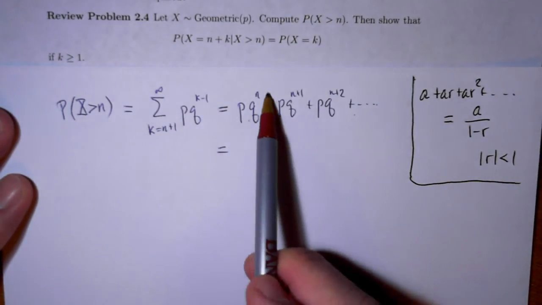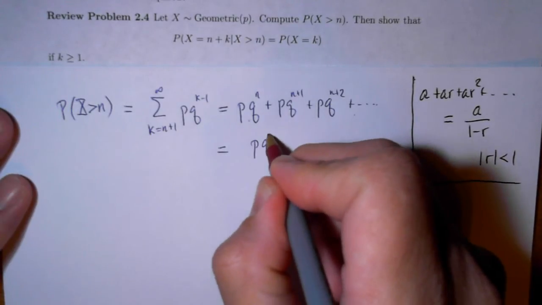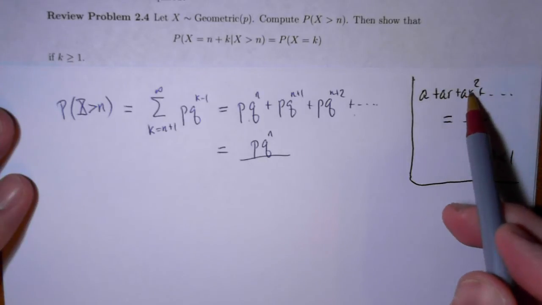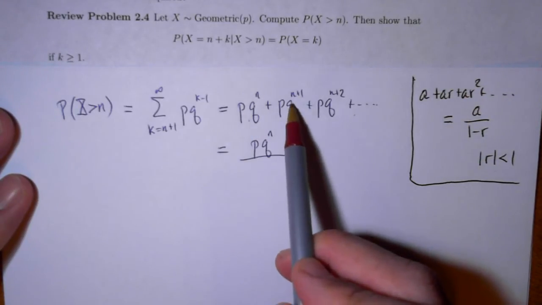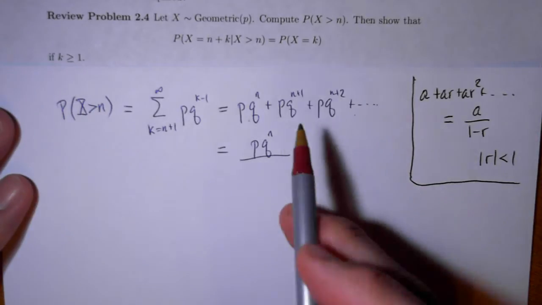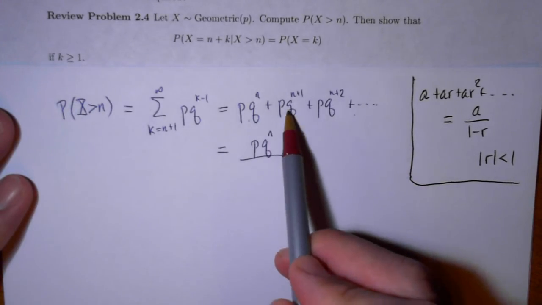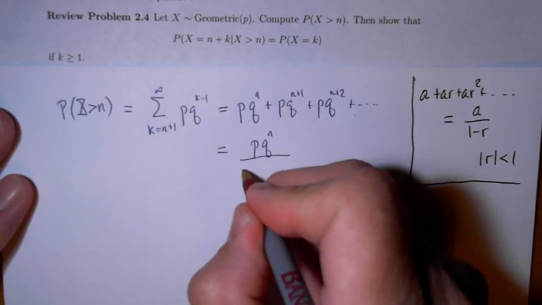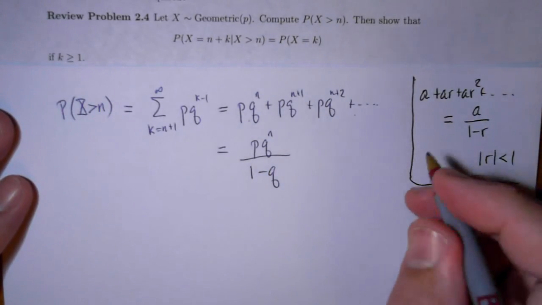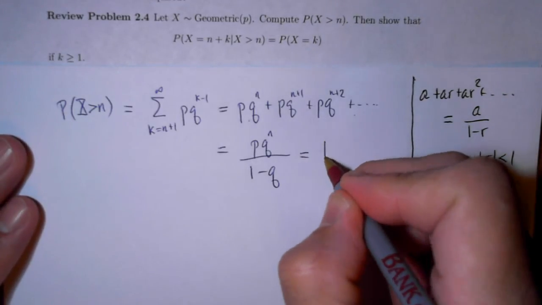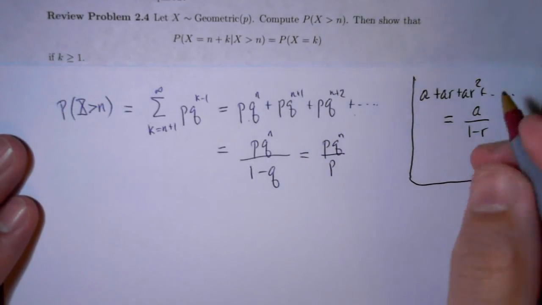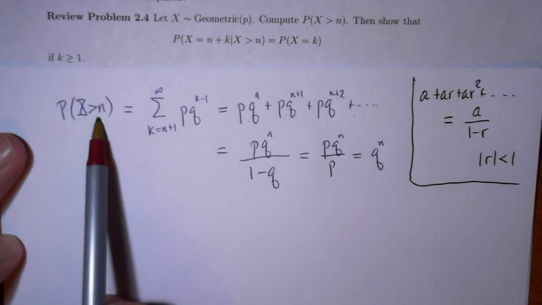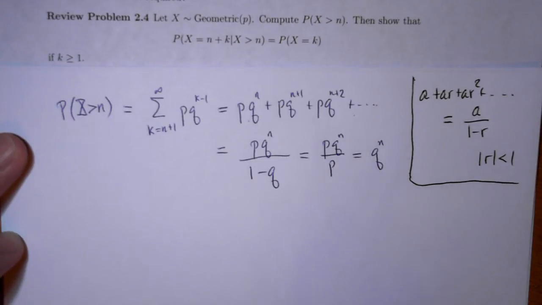For this problem, the first term is p times q to the n, and the common ratio, the thing that gets multiplied as you go from one term to the next, is an extra q. Multiply this by q, I get this term. If I multiply that by q, I get this term. If I multiply that by q, I get the next term, and so on. So the denominator is 1 minus q. Now 1 minus q is the exact same thing as p, and so that is equal to q to the n. So the probability that X is greater than n is equal to q to the n.